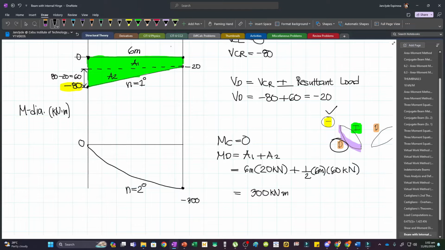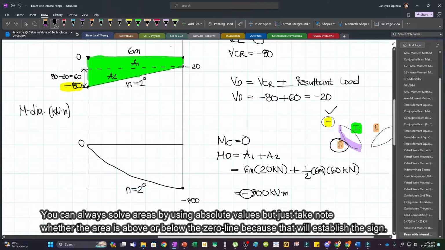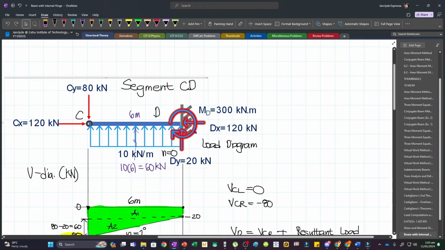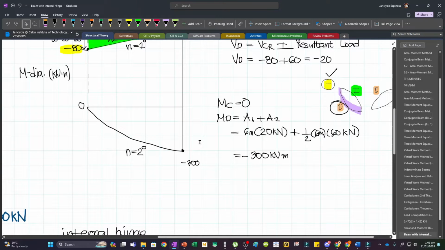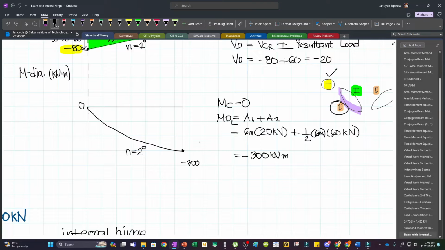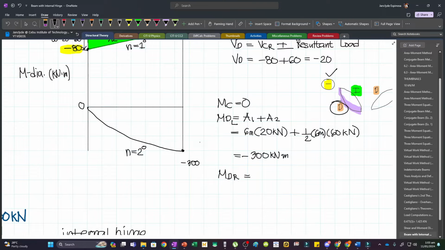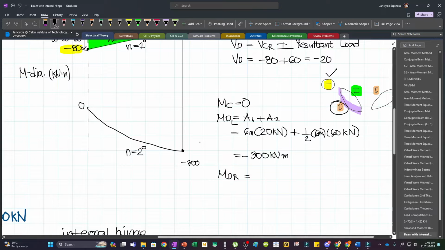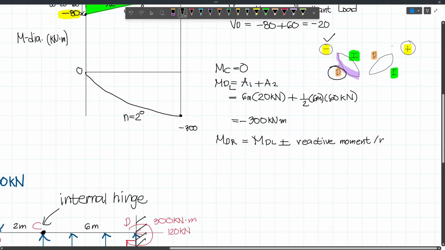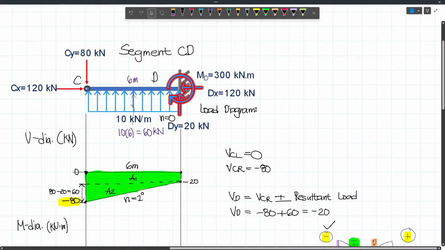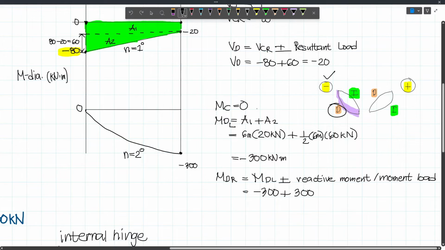And then take note that the sign of this one will be negative. Now this is because this whole area is below the 0 line. We just took the absolute value and then we just considered the location of our figure. And since meron tayong reactive moment dito, we will actually have left and right moment values. And so this will be our left moment at D. And so we will have MDR, or the right moment value at D. And so that will be the left moment, which is negative 300, or isulat ko na lang yung MDL, and then plus or minus the reactive moment, or moment load. And so this will be negative 300, and then plus because this is clockwise, the reactive moment, which is 300. And so we will get 0.